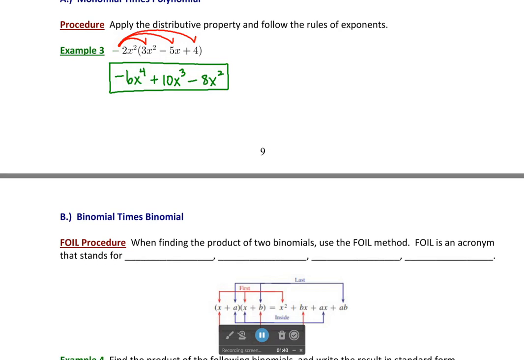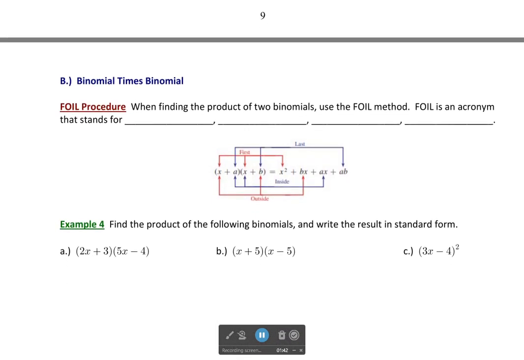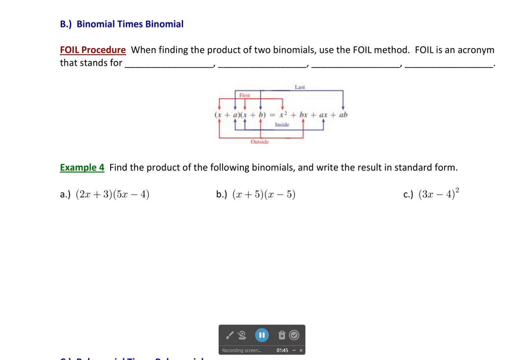Next, we'll consider the case binomial times binomial. In the case of binomial times binomial, we're going to use what we call the FOIL procedure. FOIL is just an acronym for remembering the order of terms that we're supposed to multiply. When finding the product of 2 binomials, use the FOIL method. FOIL is an acronym that stands for first, outside, inside, and last. Let's examine what this looks like on an example.